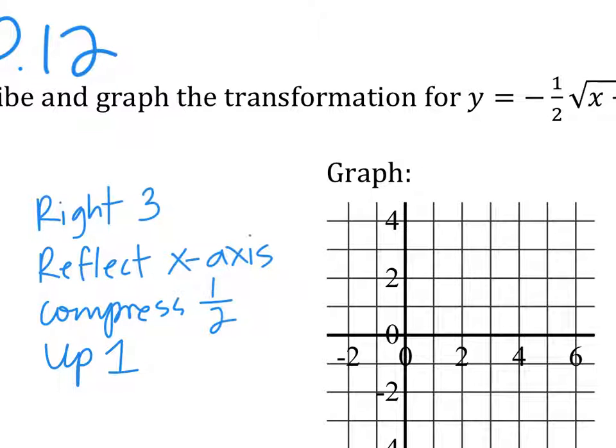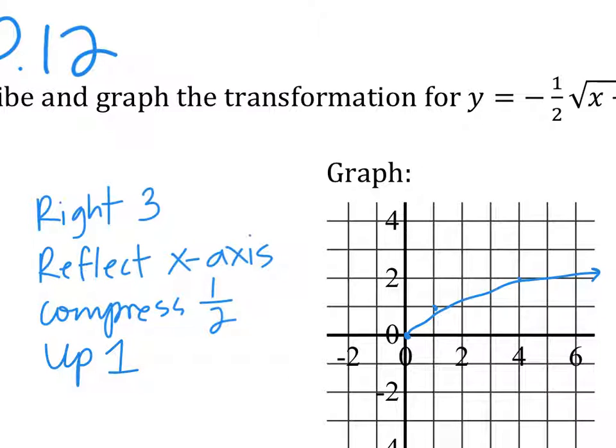All right, so what we're going to do is graph the whole thing according to the transformations. We're going to take the original parent function, 0, 0, 1, 1, and 4, 2. We're going to move it right 3. Flip it over the x-axis, so it's going to go down. Compress 1/2, that means take all the y values and shrink it by 1/2, so multiply by 1/2. It's going to get shorter. And then up 1.